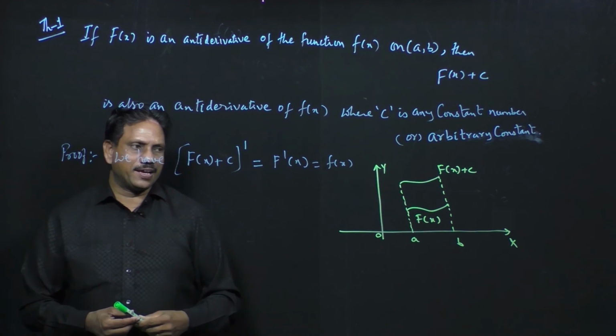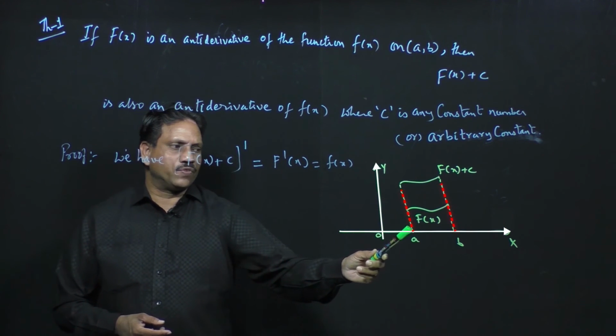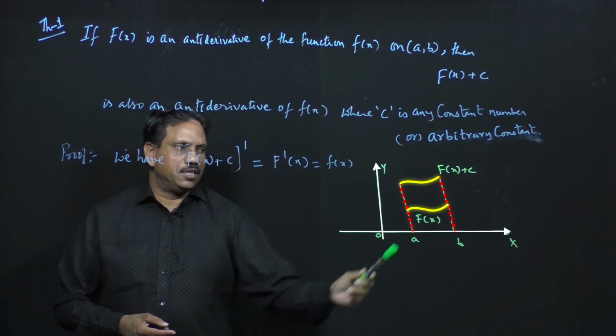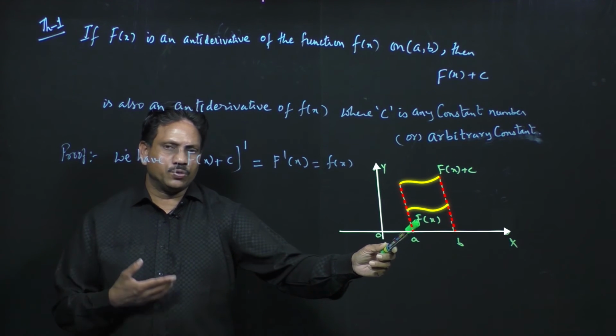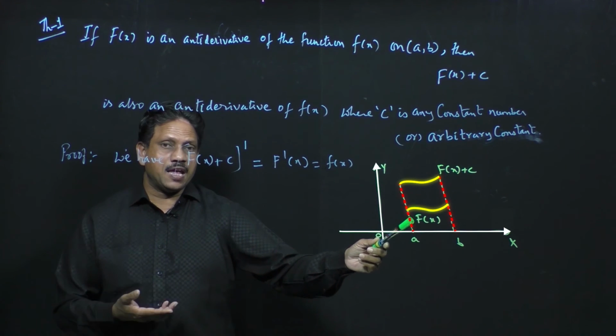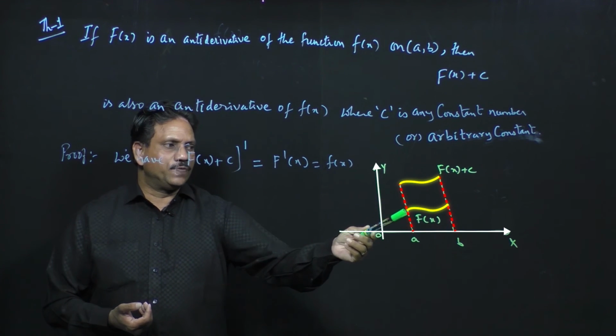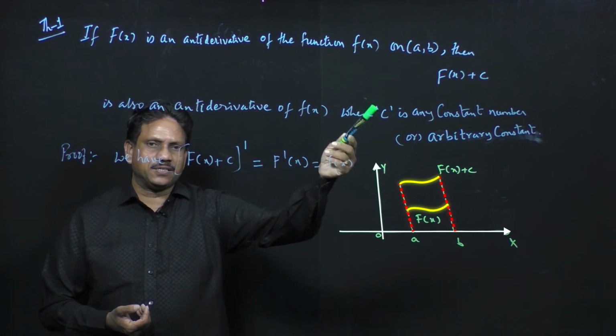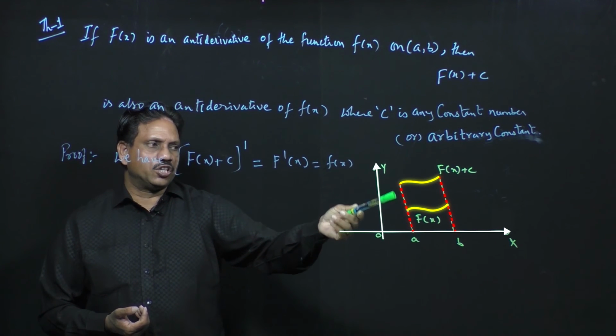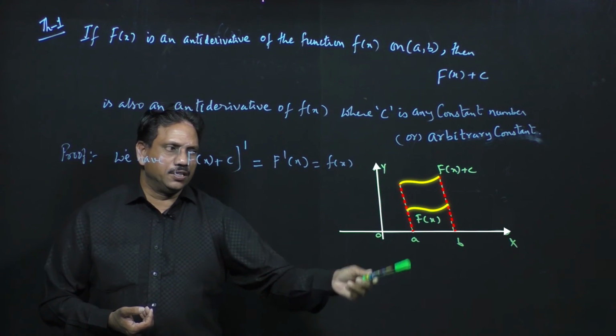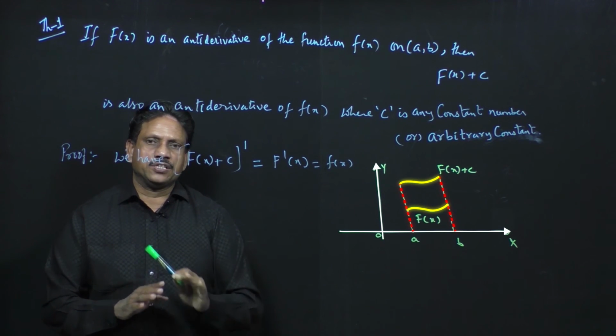Look at it diagrammatically. If a function is taken on the open interval a to b, whatever antiderivative you take for f of x, the same antiderivative will come for f of x plus c also. That means if you shift the graph by any height, either vertically upward or vertically downward, the antiderivatives remain the same.